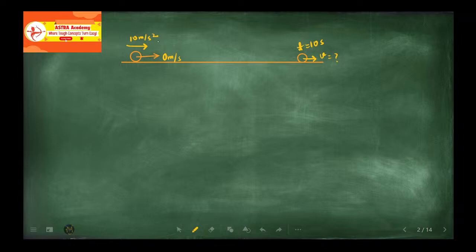Okay, now listen carefully. If the speed is increasing 10 meter per second each second, then what will be the speed in 10 seconds? 10 into 10 will become 100 meter per second.